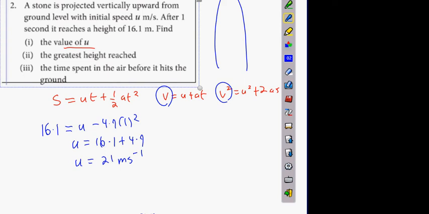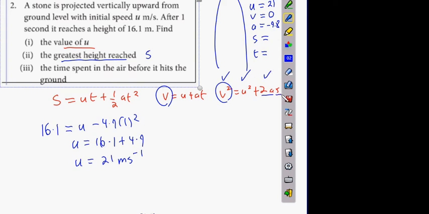So if you fill out your u v a s t again, this time you don't know the time taken, you don't know the distance, you do know that a is minus 9.8, you do know that v equals 0, and you have your u value of 21 from the first question. It asks for the greatest height reached, which is the s value. Which equation would you choose to get the answer directly, using one equation only? v squared equals u squared plus 2as, because you have v squared, u squared, and 2a. The only thing you need is s.